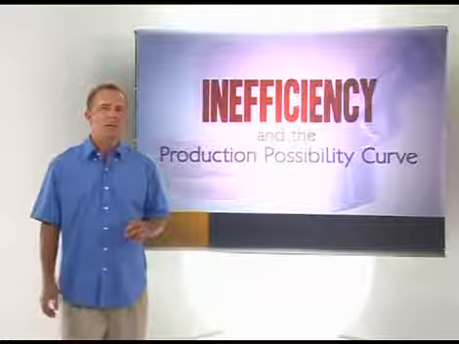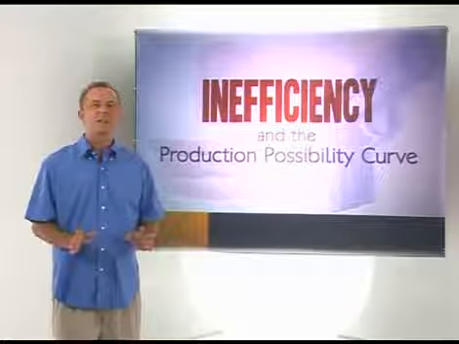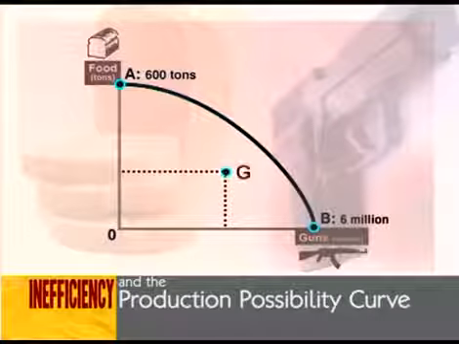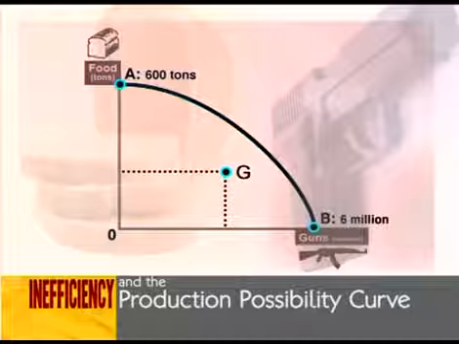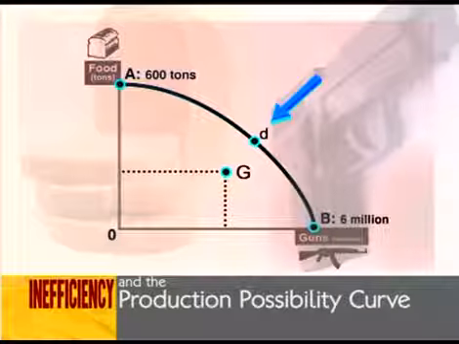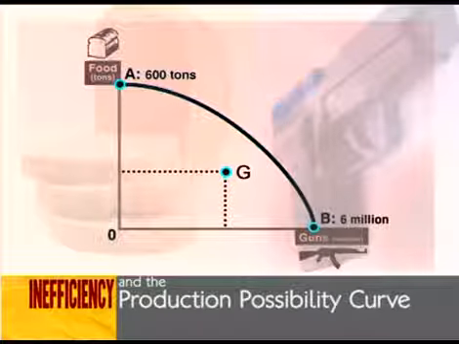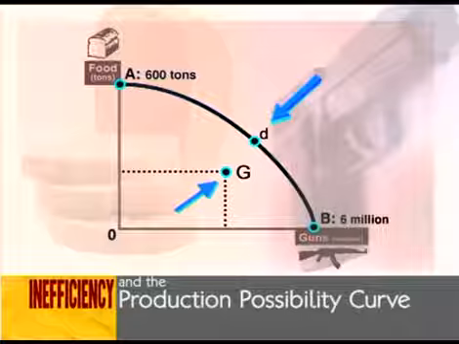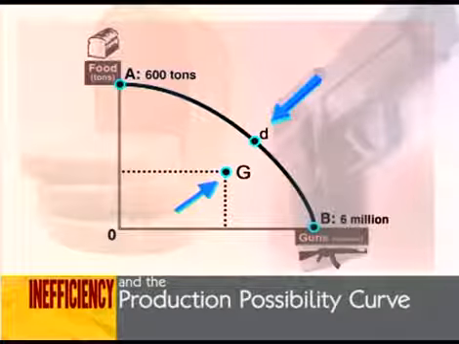Let's look at this in a bit more detail. Inefficiency is illustrated at a point inside the production possibility curve, such as point G. Comparing point G now with point D, we're producing less food and fewer guns. Society would be better off if we were back at point D, which is reachable since it lies on the production possibility curve. The reason we're not at point D is because we're not making efficient use of our resources, and G indicates a point of inefficiency.